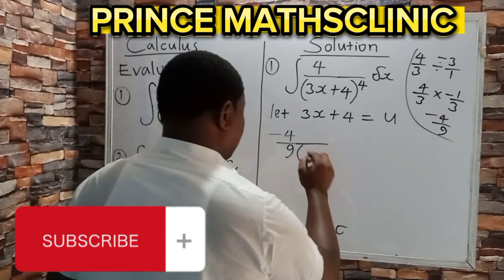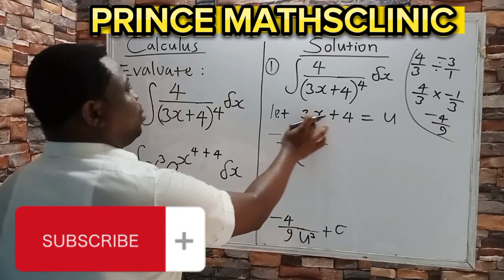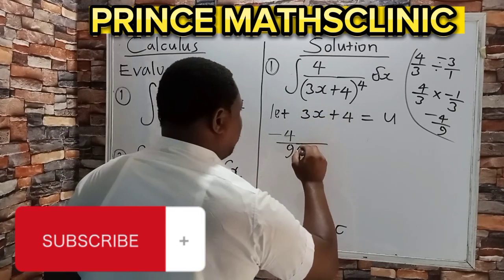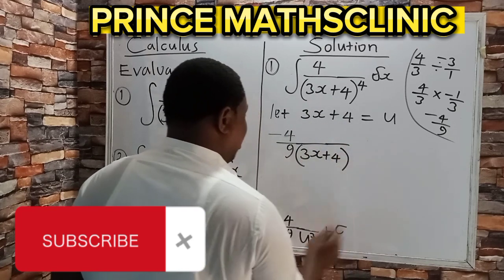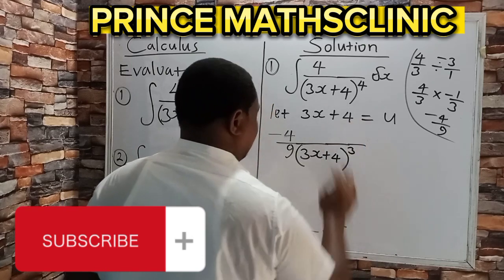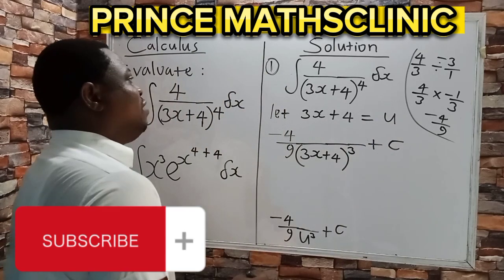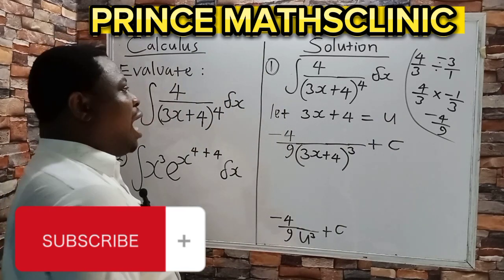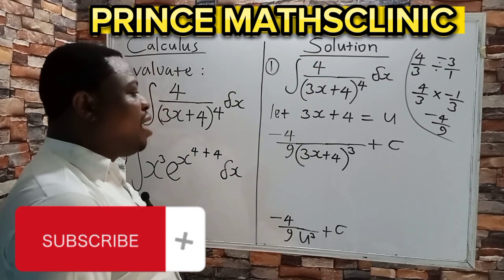Then what's the value for u? We said let u be 3x plus 4. So we put it here, 3x plus 4. You put it back. Then it's carrying a power of 3, then plus constant c. That is the value that we arrive at after integrating this particular question.